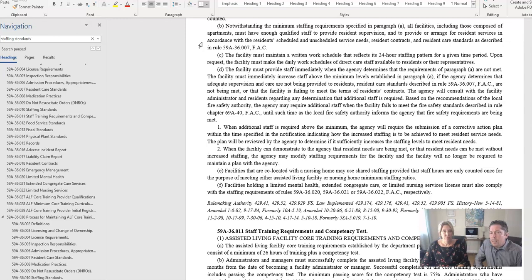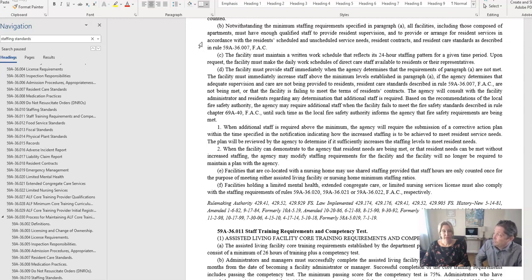Okay. Notwithstanding the minimum staffing requirements specified in paragraph A, all facilities, including those composed of apartments, must have enough qualified staff to provide resident supervision and to provide or arrange for resident services in accordance with the residents' scheduled and unscheduled service needs, resident contracts, and resident care standards. So, what that means is those staffing standards are out the window because you have to meet their needs based on contracts, resident care standards.